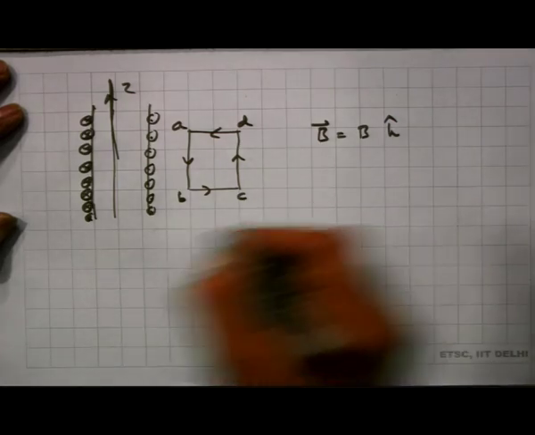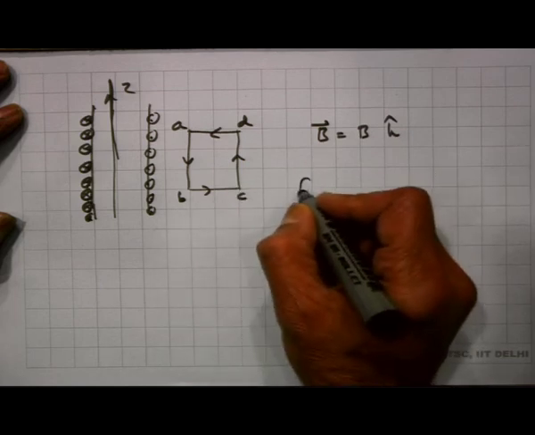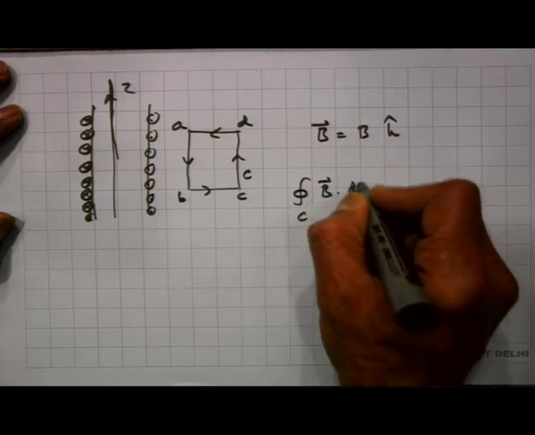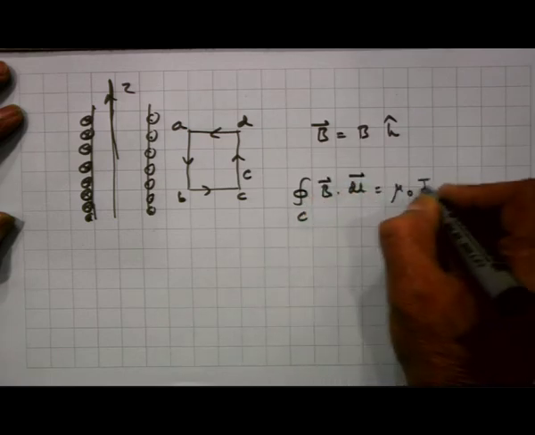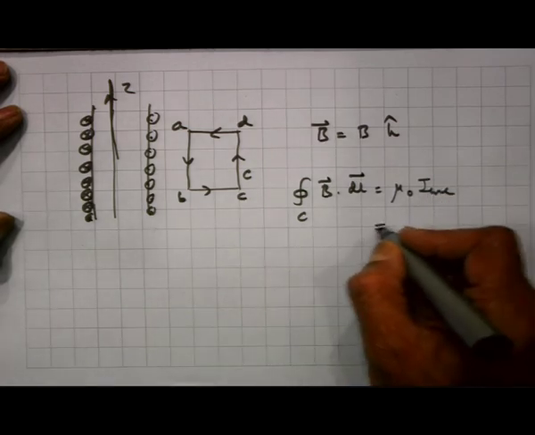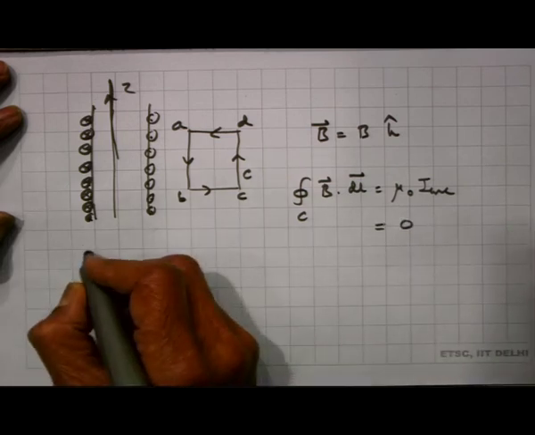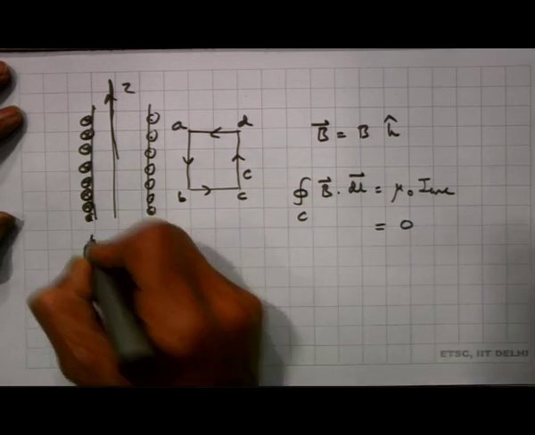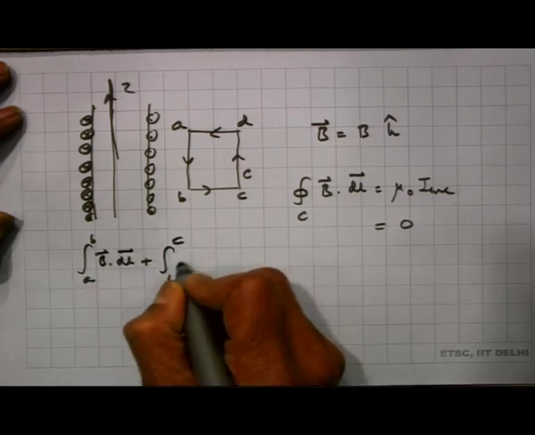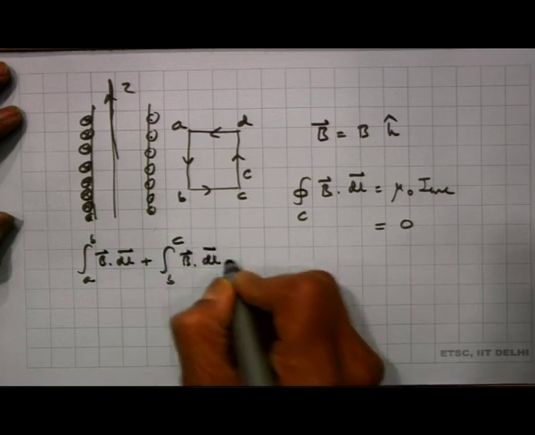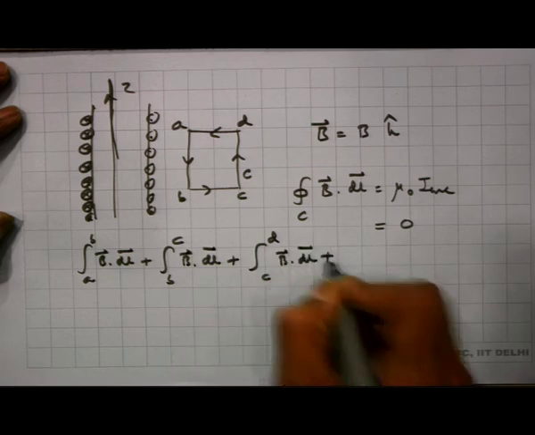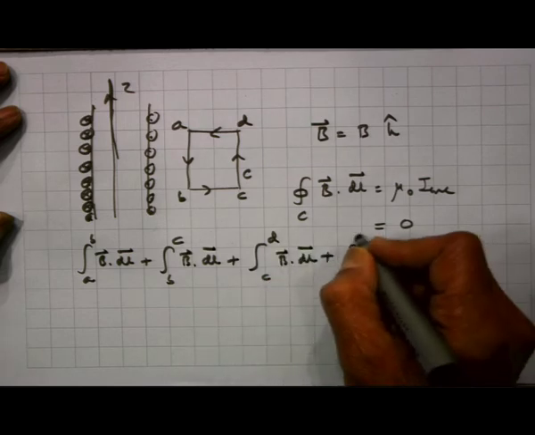Now, I use Ampere's law here for this loop integral. So, this is the curve C. This loop does not enclose any current, so this must be equal to 0. So, integral a to b B dot dl, plus integral b to c B dot dl, plus integral c to d B dot dl, plus integral d to a B dot dl.